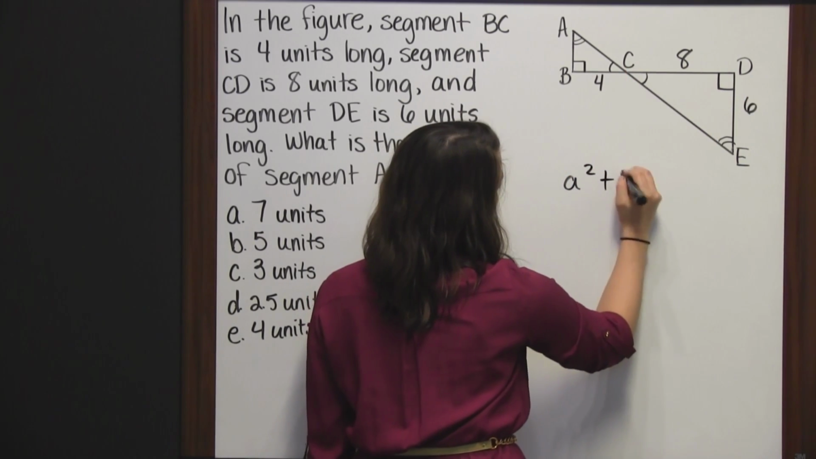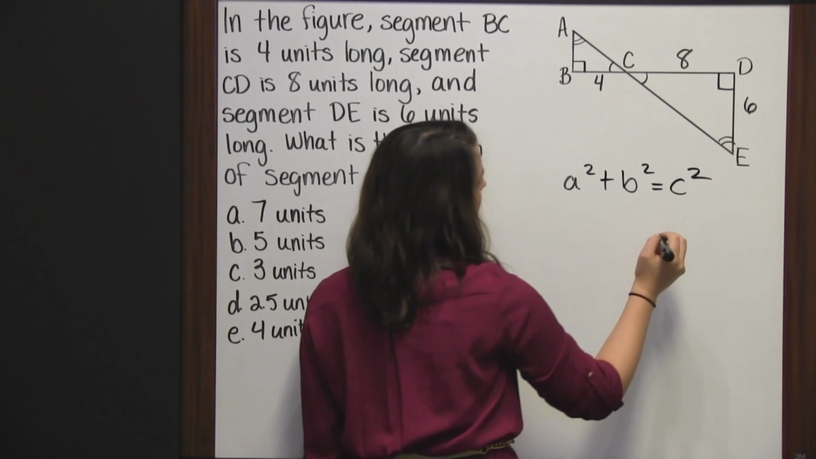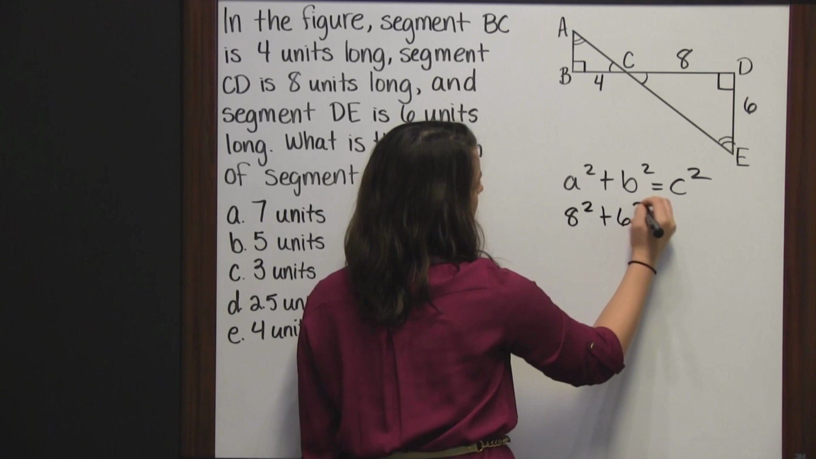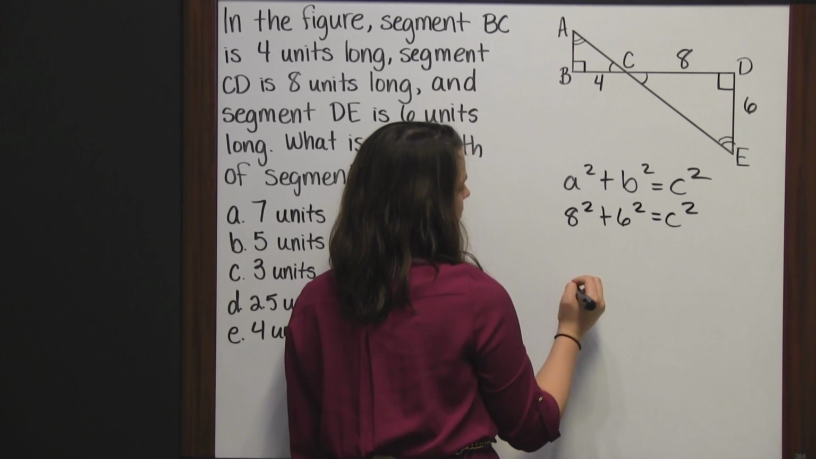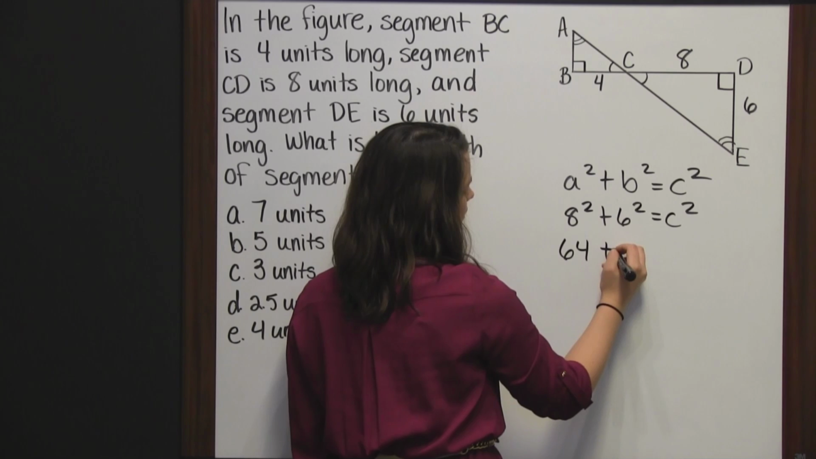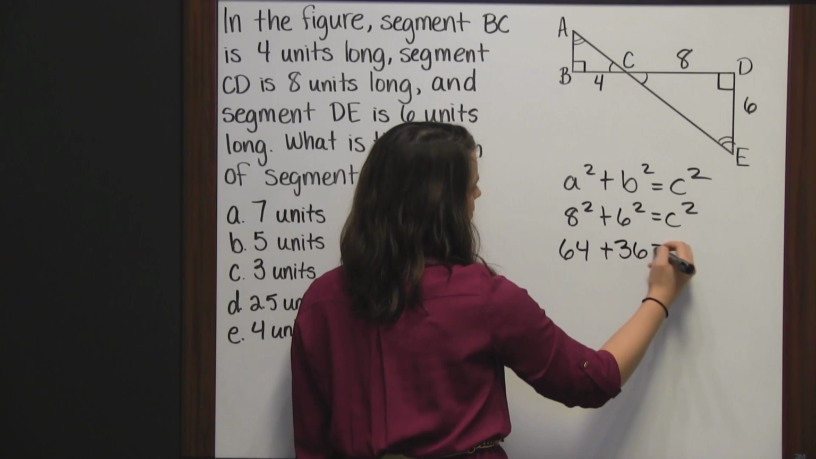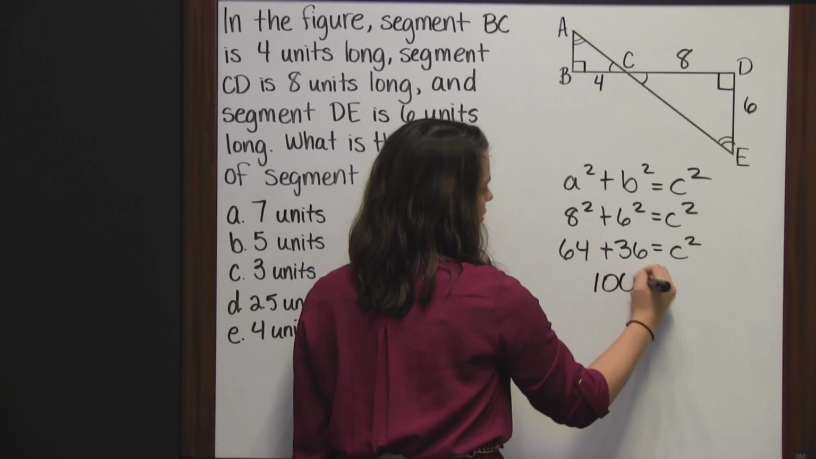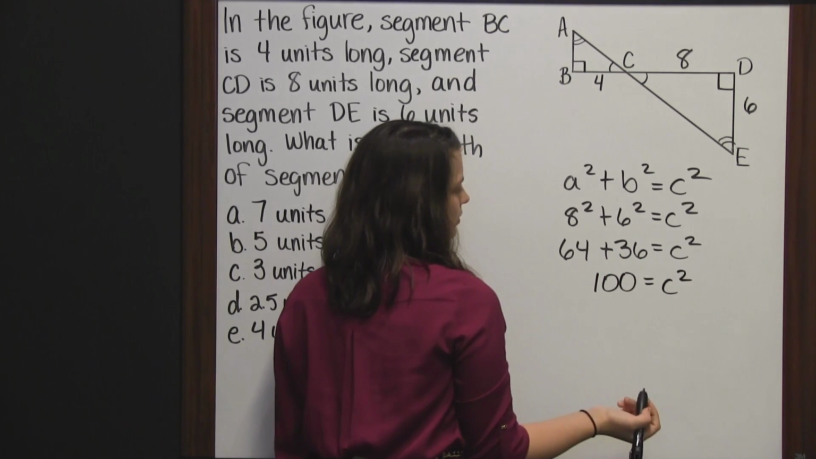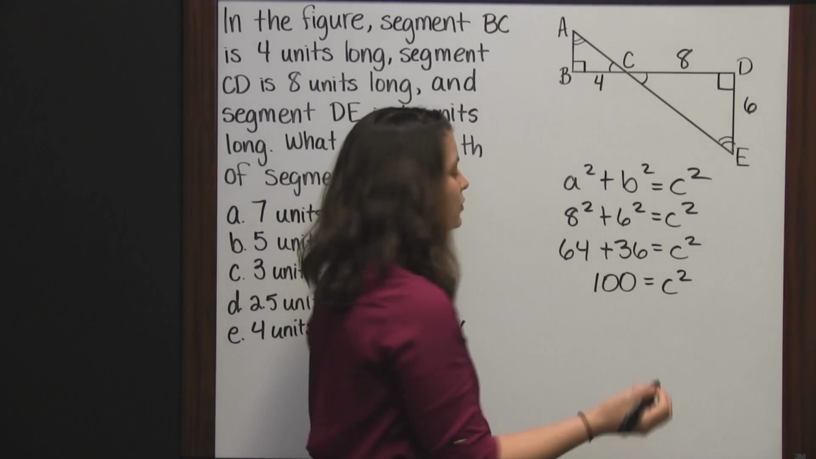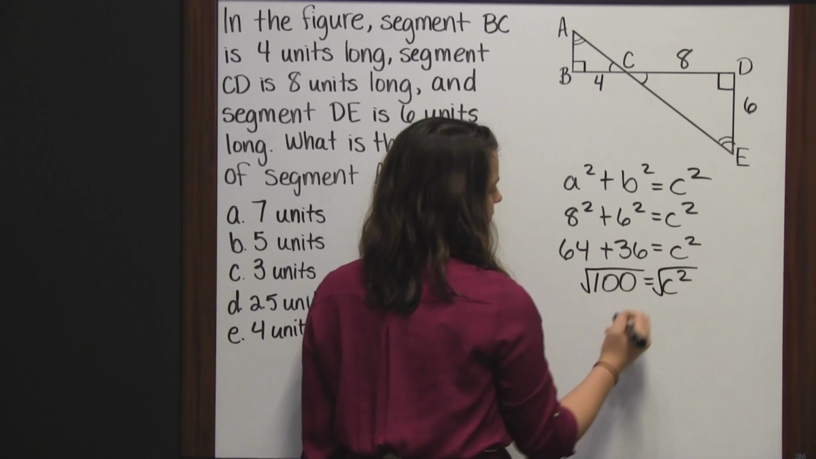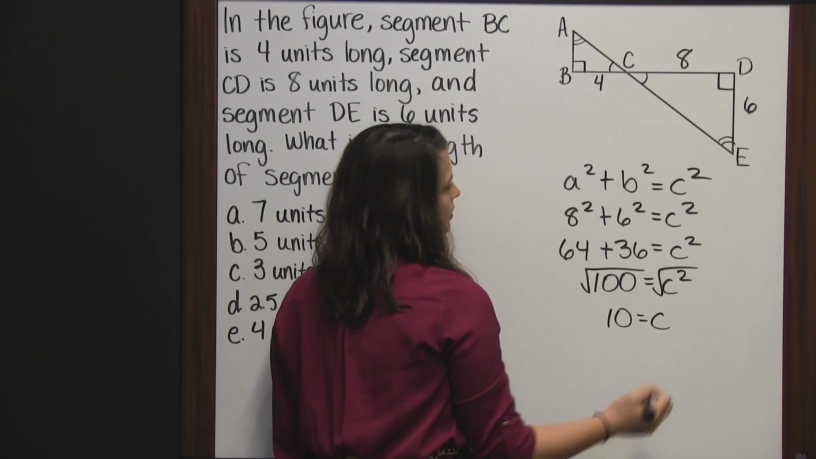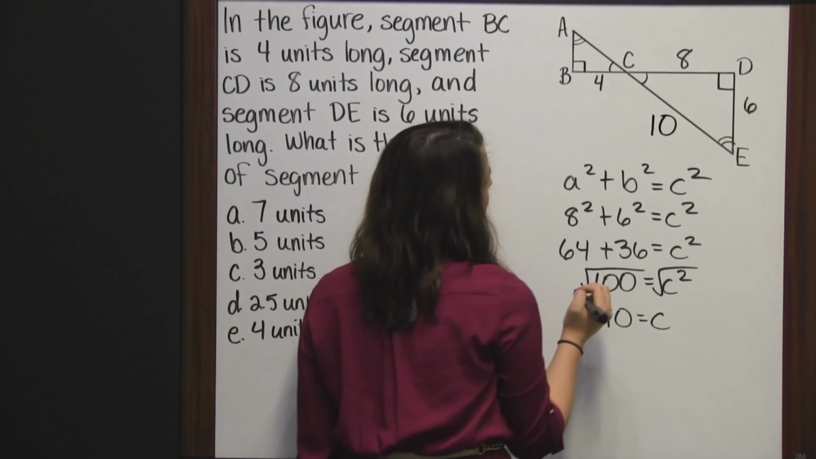A squared plus B squared equals C squared. We have our 2 legs. 8 squared plus 6 squared equals C squared. 8 squared is 64 plus 6 squared is 36 equals C squared. 64 plus 36 is 100 equals C squared. Then to solve for C, we need to square root both sides. The square root of 100 is 10, and the square root of C squared is C. So the length of segment CE is 10.